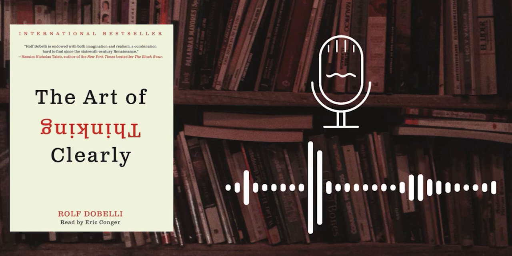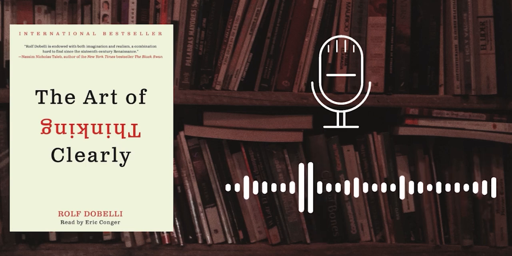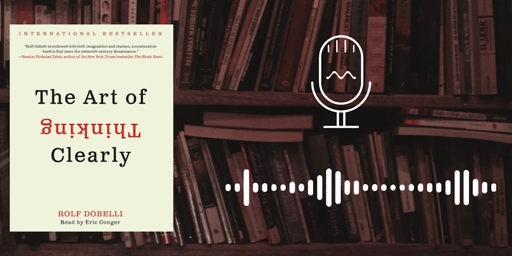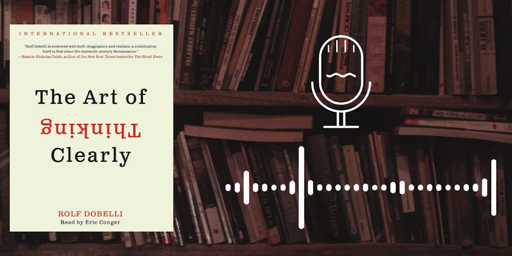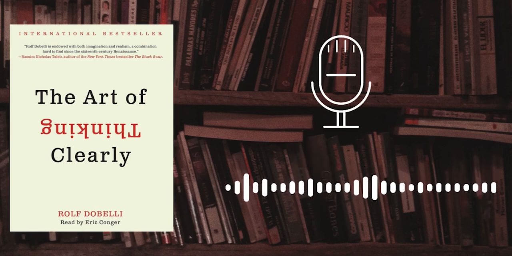Framing effect. The framing effect is the influence of how information is presented on our decisions. The same information can lead to different decisions depending on the framing. Recognizing the framing effect helps us evaluate information more objectively and make better choices.